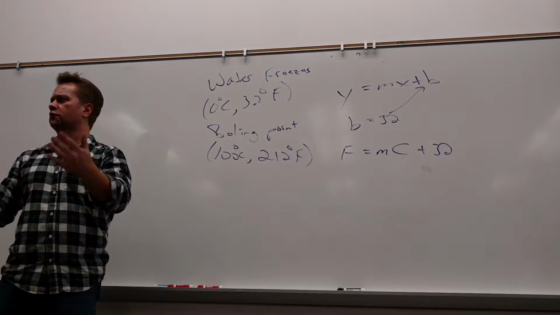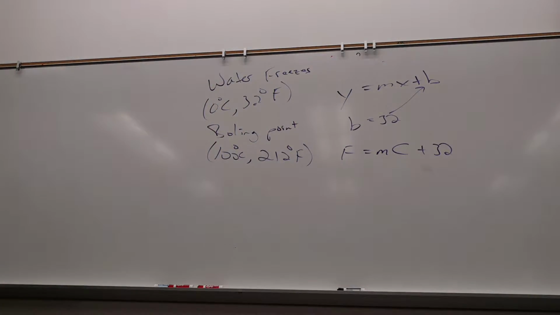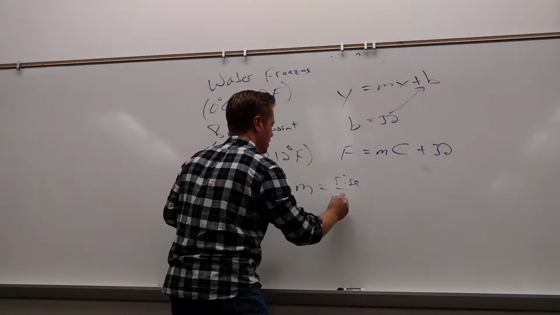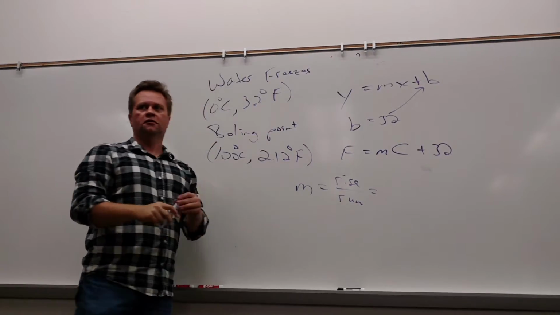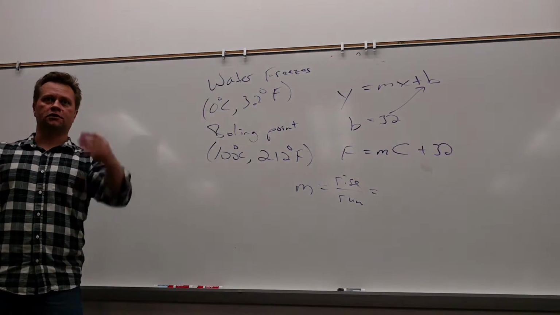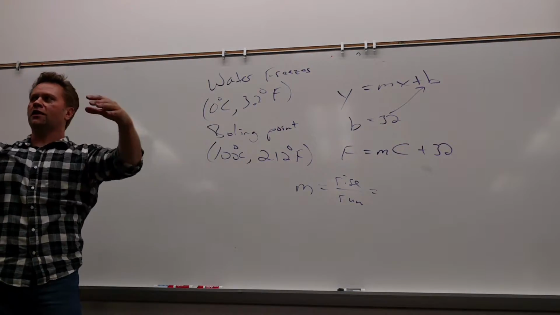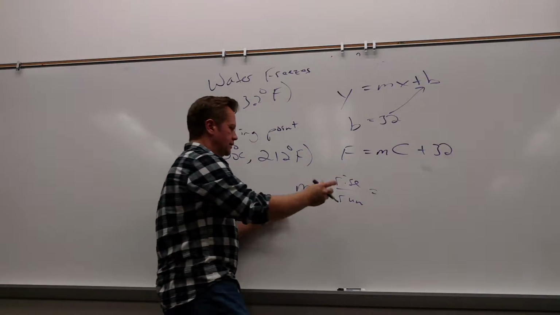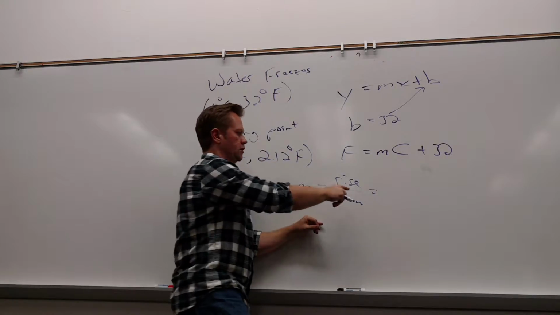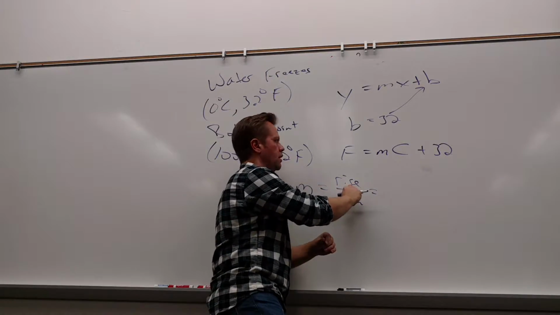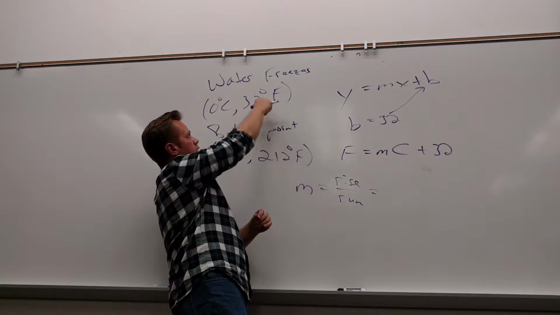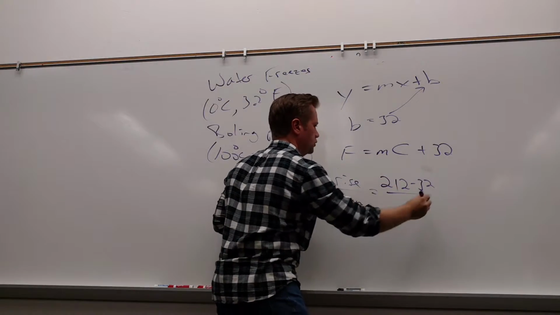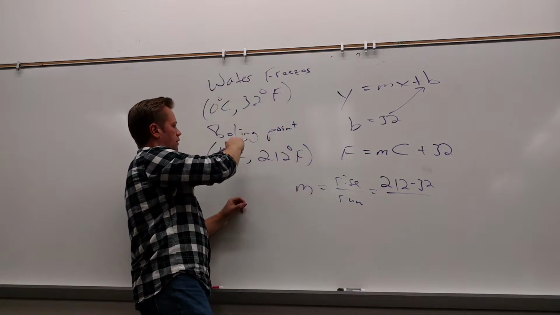And who remembers the formula for slope? Rise over run. And the beautiful thing about rise is it rhymes with the y's. So it's the difference in the y's over the difference in the x's. X doesn't really rhyme with run, so too bad for us. So the rise, what's the difference in the y's here? What's 212 minus 32? That's how much the y's changed. And what's 100 minus 0?